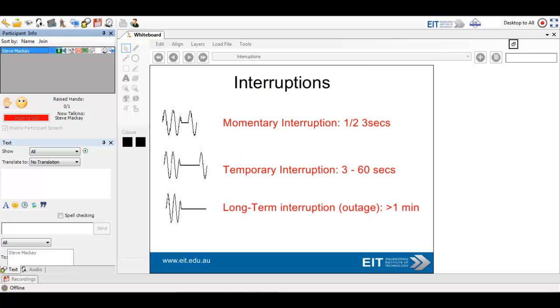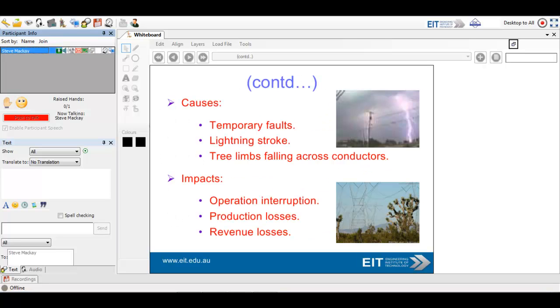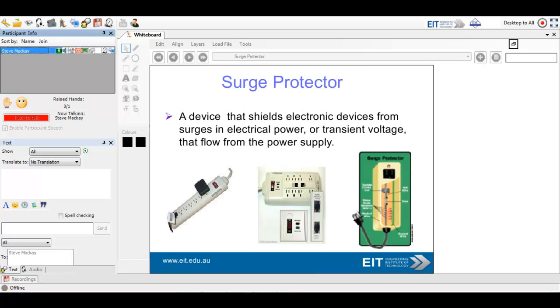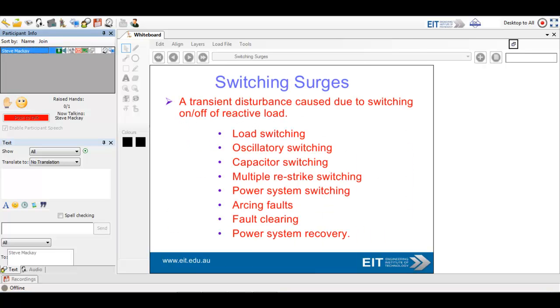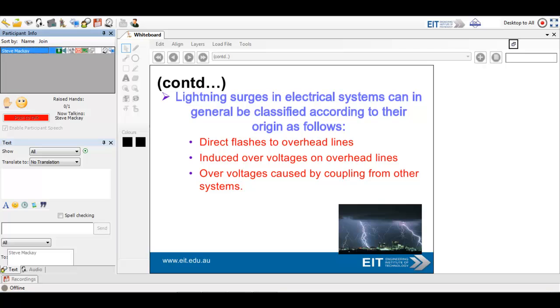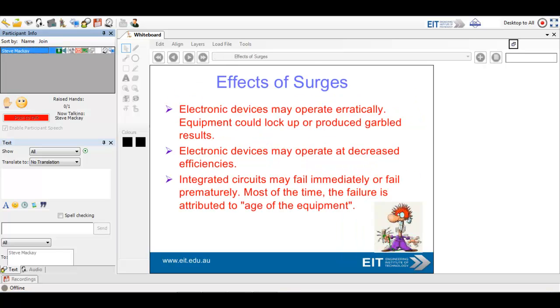Interruptions: half a second to 3 seconds is a momentary interruption. 3 to 60 seconds is a temporary interruption. A long-term interruption is greater than 1 minute. Those are the definitions that are used. They could be caused by a lightning stroke, for example, or other issues like tree limbs. Surge protection is very important, especially in lightning-prone areas. Switching surges, lightning surges, are obviously a big problem.